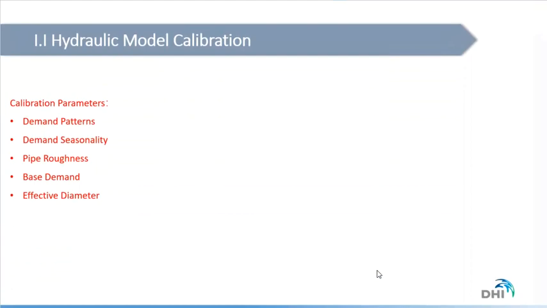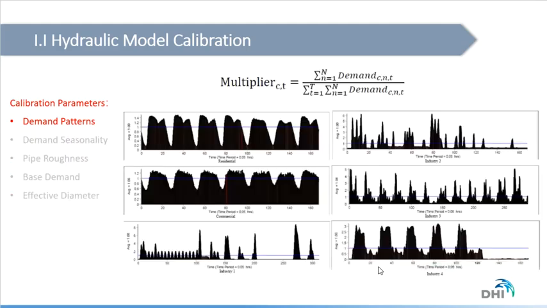So 5 parameters are considered in hydraulic model calibration: demand patterns, demand seasonality, pipe roughness, base demand, and effective diameter of pipes. There are 6 user categories in L10, as we all know: residential, commercial, and four industrial users. Each of them has its unique demand pattern. We use the demand meter readings from 82 AMRs in Area C to calculate these patterns.